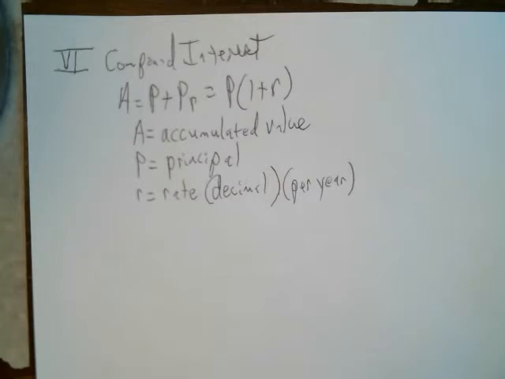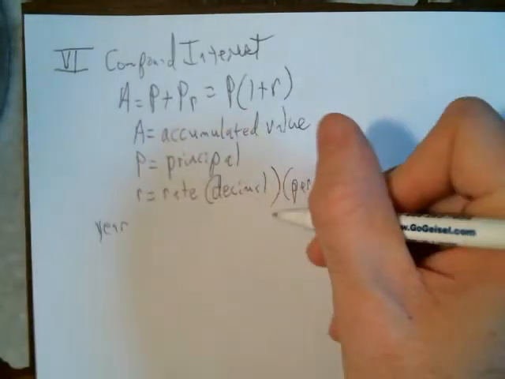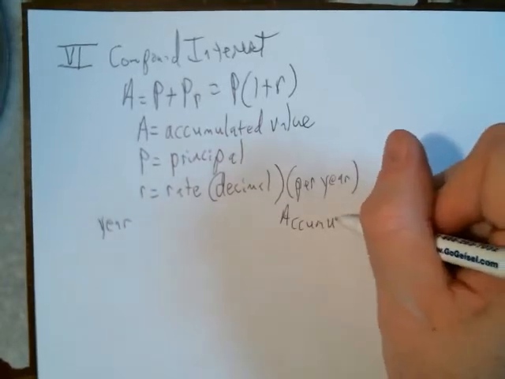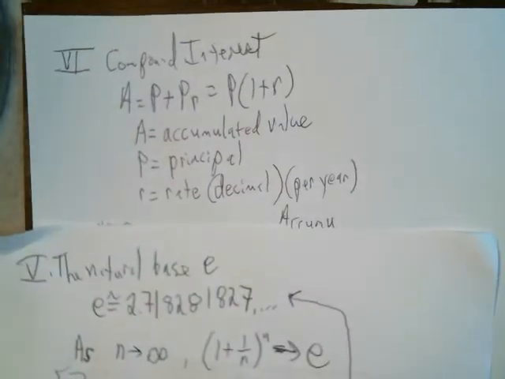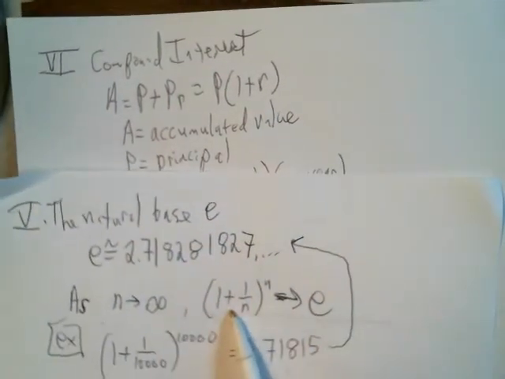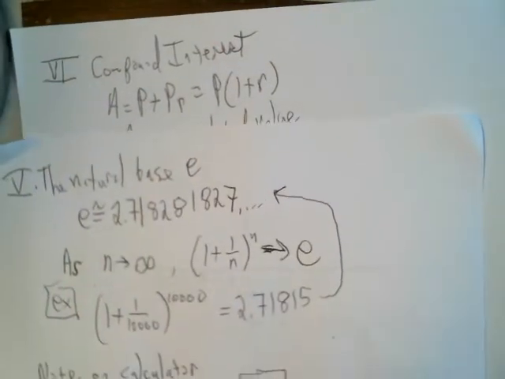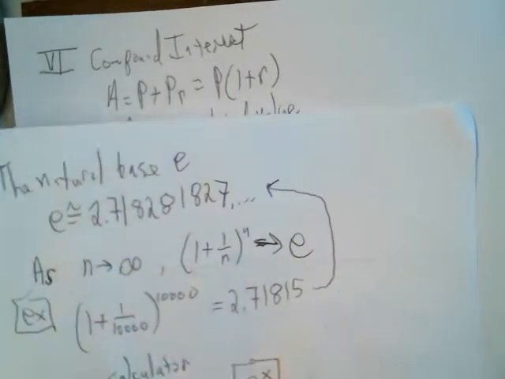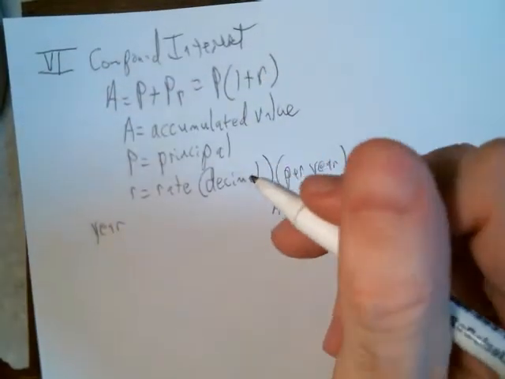Let's play around with this and see what happens over time. We'll have year over here, and then our accumulated amount over here. What's going to happen is we'll get a formula, and that formula is going to have this kind of shape to it. The idea is that eventually, if you keep doing more and more interest, things tend to this natural base e characteristic. So anyways, let's take a look.